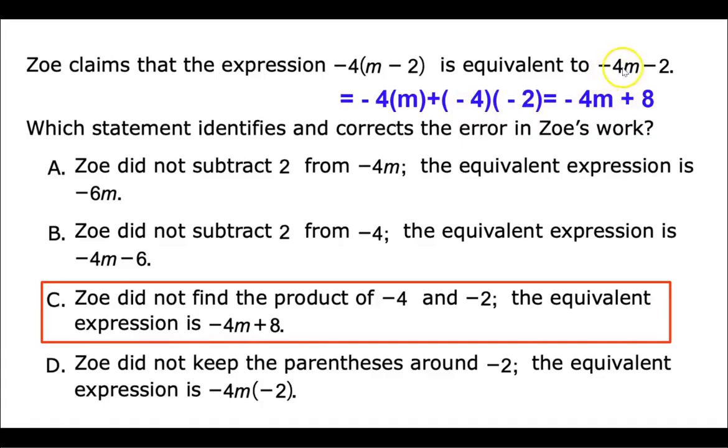But you see, Zoe came up with -4m, which is correct. But all of a sudden, they have a -2 rather than a +8. So Zoe did not multiply -4 times the -2. That is what Zoe did not do. And thus, we have why -4m plus 8 is the correct equivalent. And that concludes the lecture on equivalent expressions.